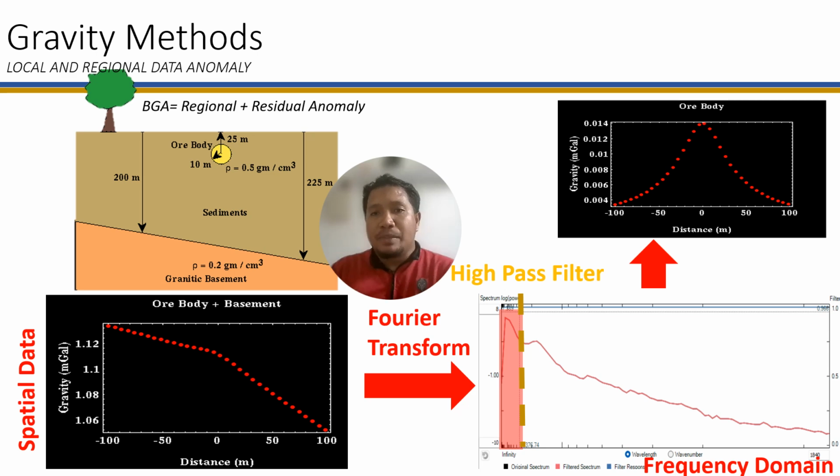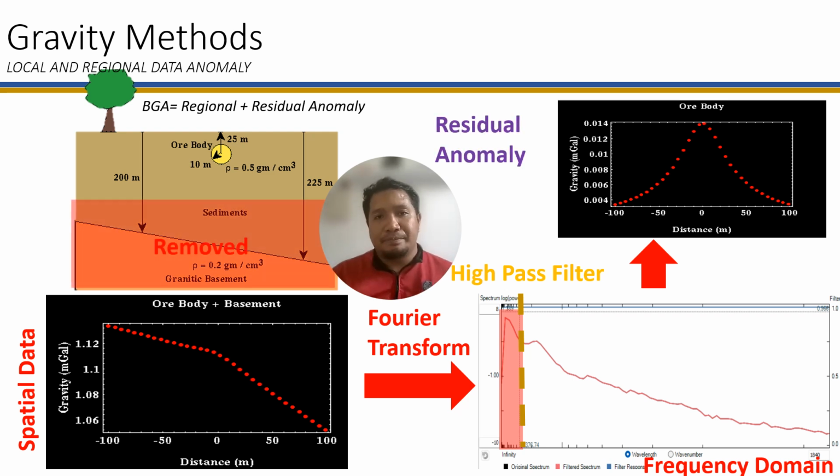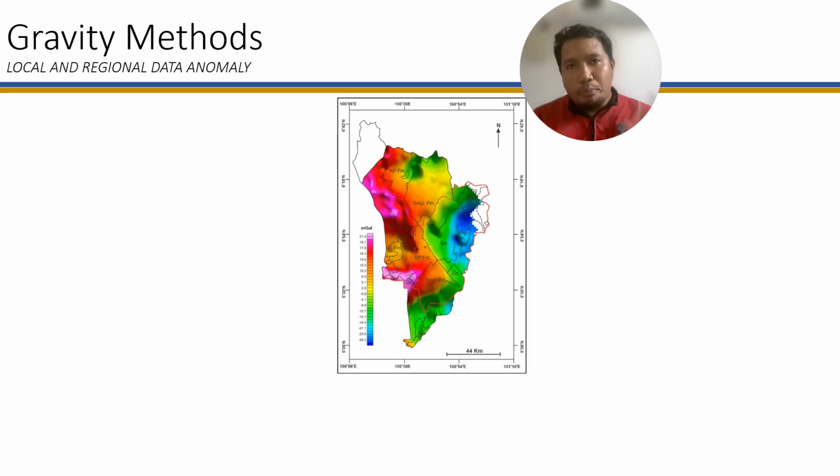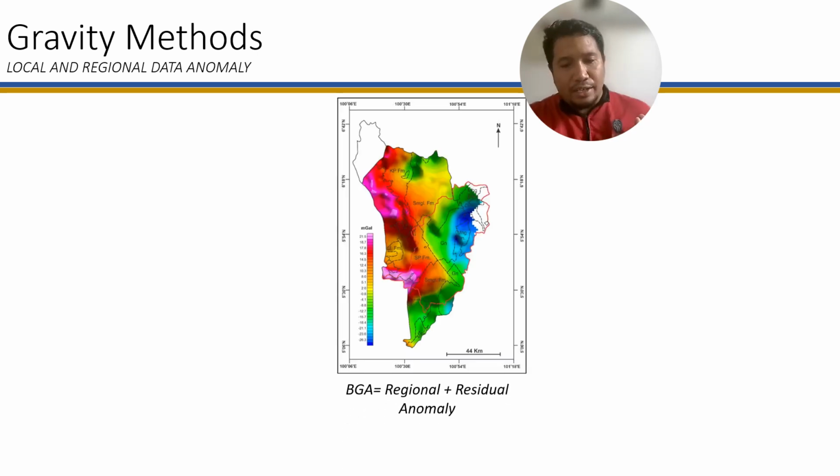or deeper part. As a result, only anomalies associated with shallow features, like for this example, ore bodies, can be detected. So this product of the high pass filter is referred to as the residual anomaly. Broadly speaking, whether it's the Bouguer gravity anomaly, complete Bouguer gravity anomaly, or free air anomaly, they essentially include the combinations of regional and residual anomalies, indicating both shallow and deep features.